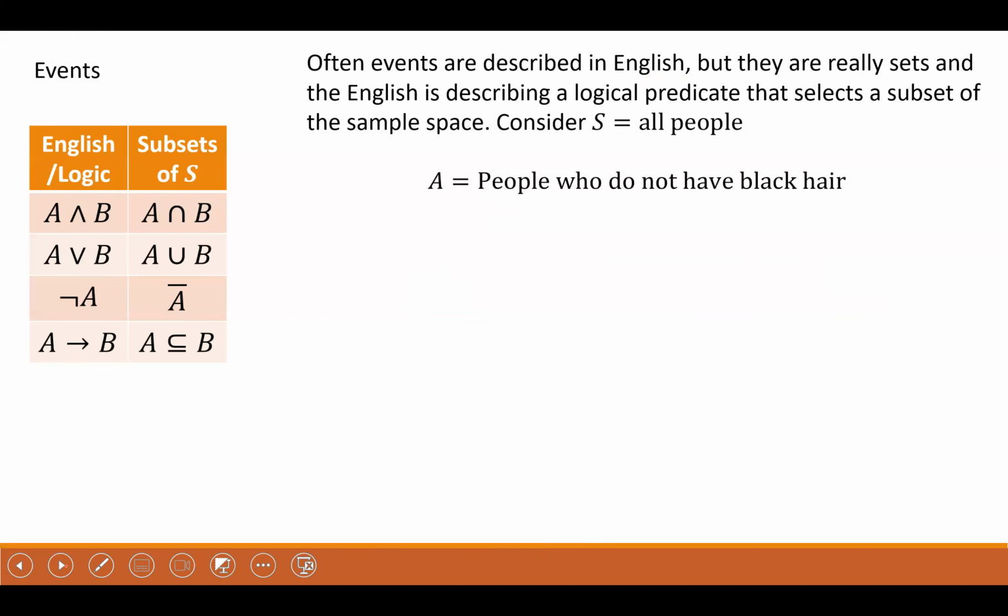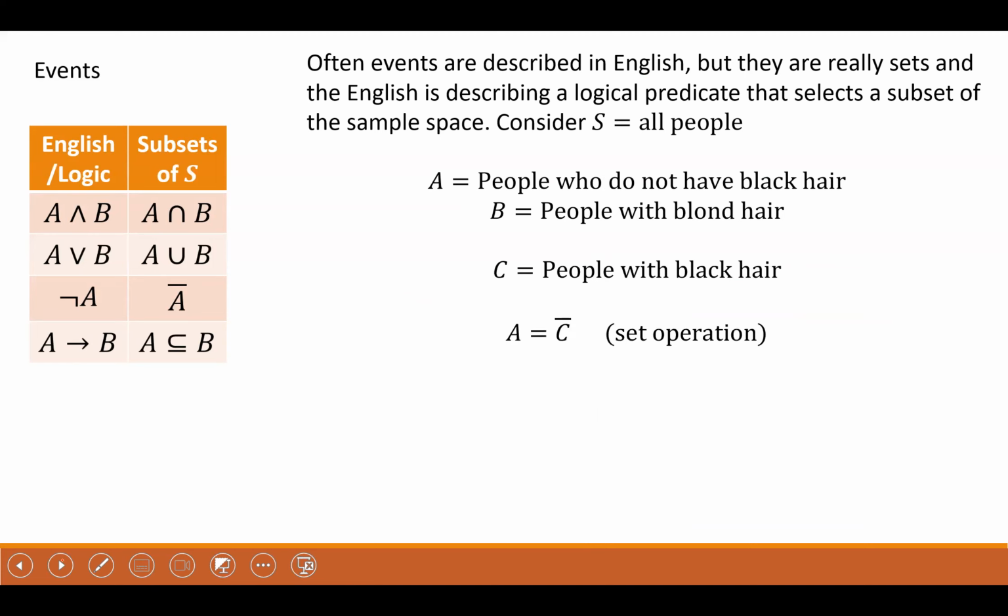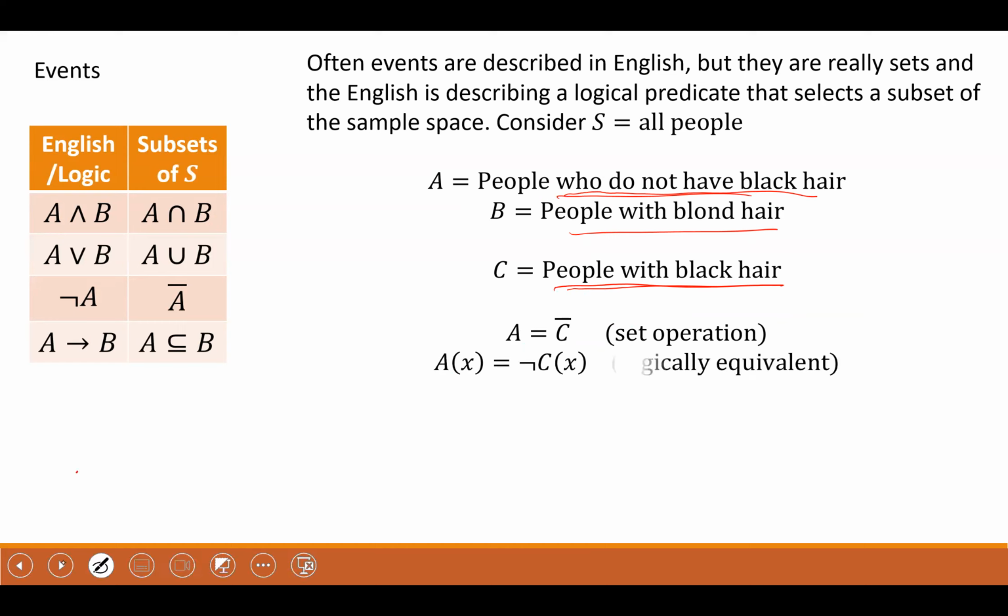We'll define a few more sets here: people who do not have black hair, people with blonde hair, and people with black hair. So A is equal to, if I look at the set operation, the complement of C, right? C is the people with black hair, and so the people who do not have black hair is the complement.